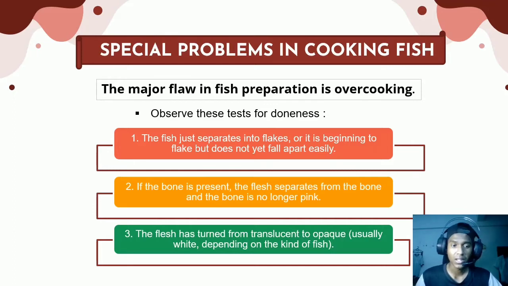So firstly, the fish just separates into flakes, or it is beginning to flake but does not yet fall apart easily. Secondly, if the bone is present, the flesh separates from the bone and the bone is no longer pink. So warna dia akan berubah. And the third one, the flesh has turned from translucent to opaque, usually white, depending on the kind of fish. So dia bergantung juga pada jenis ikan.